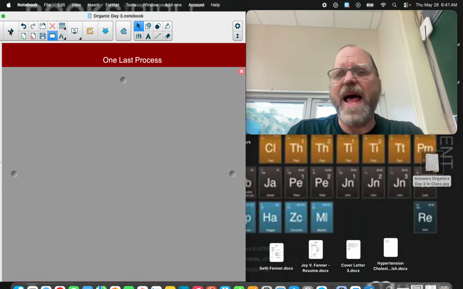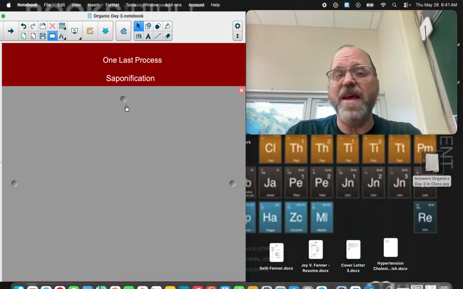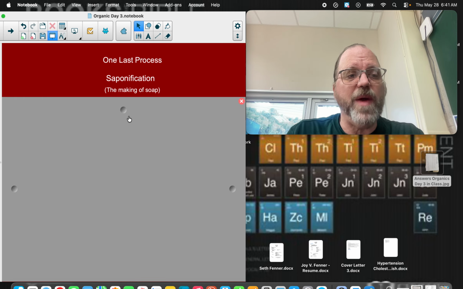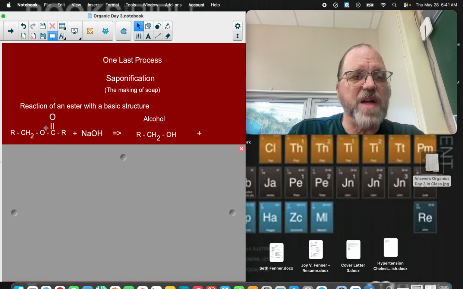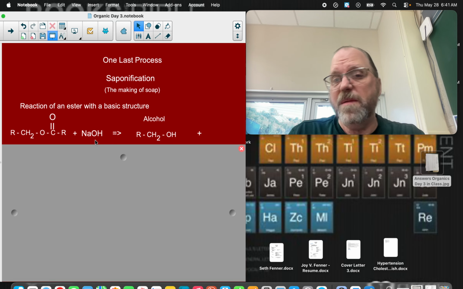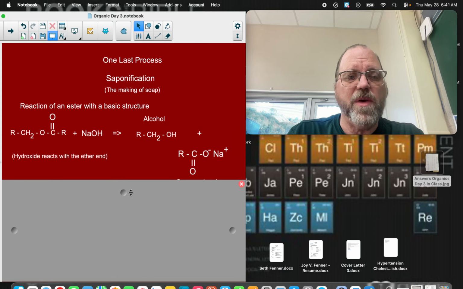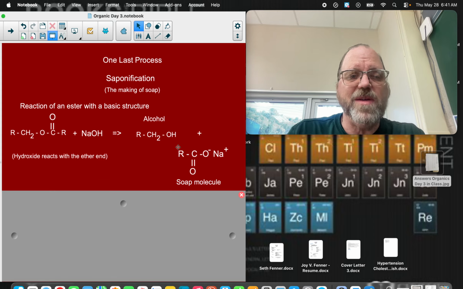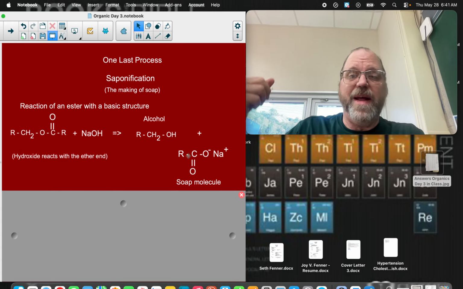All right, last process, and we finish up here, is called saponification. It's the making of soap. It's a reaction of an ester with a basic structure. So if we take our ester, our oxygen, our carboxyl with a chain on both sides, and take a base, lye was used a lot of times, we're going to generate alcohol. And then the other side is the soap molecule. So we're going to have that negative end, and this will go into the water, and that's why it works, because it pulls the dirt right out of there.